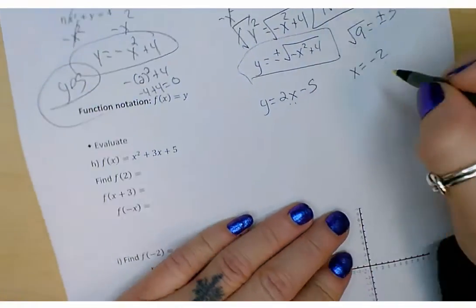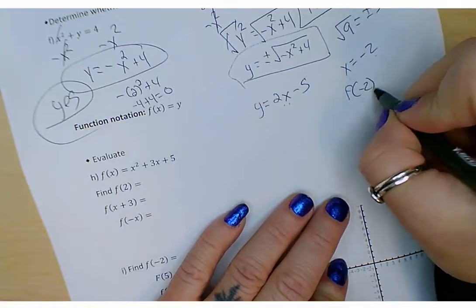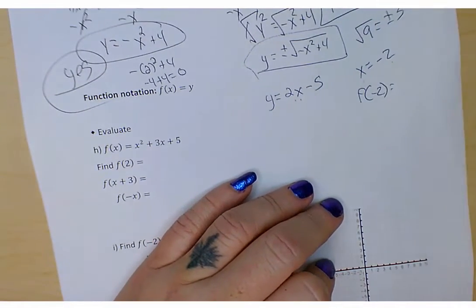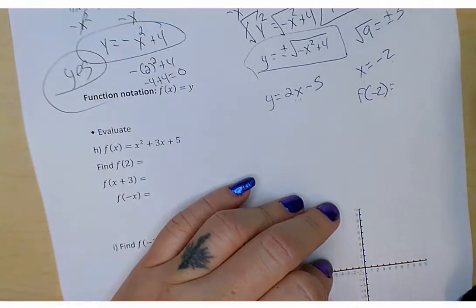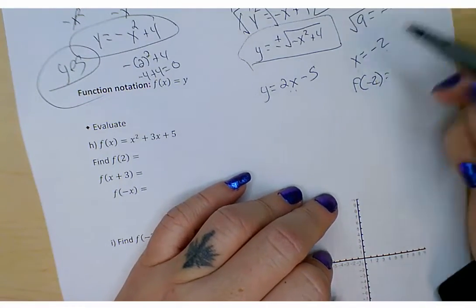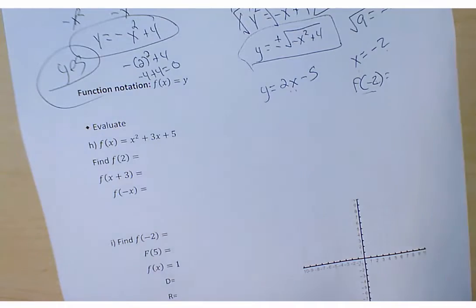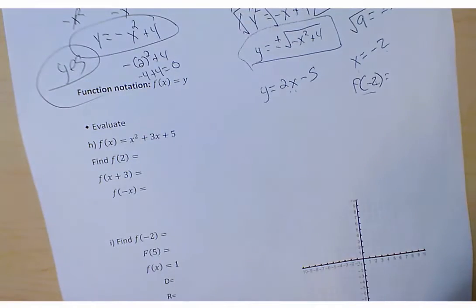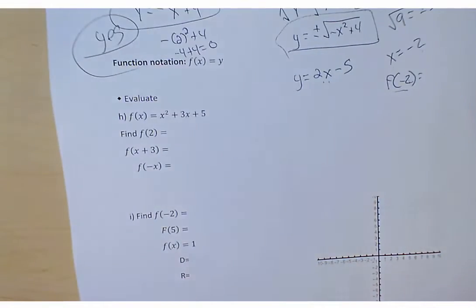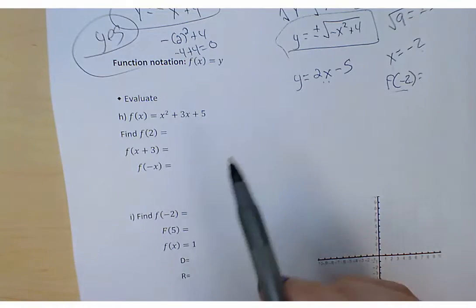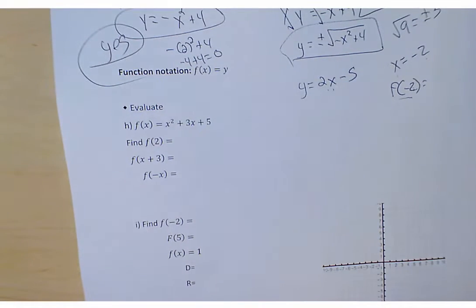You have your equation here, f of negative 2 is equal to what? This is just telling you, plug negative 2 in for x and simplify it. So same meaning, just a slightly different notation here. So we're going to do some evaluating. We're going to pick up some information from our given equation and our given graph.